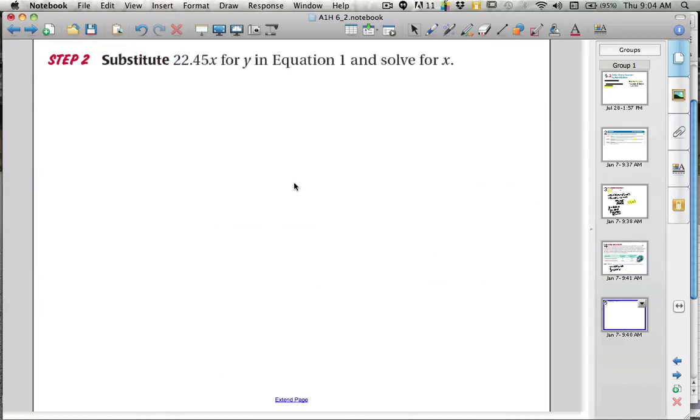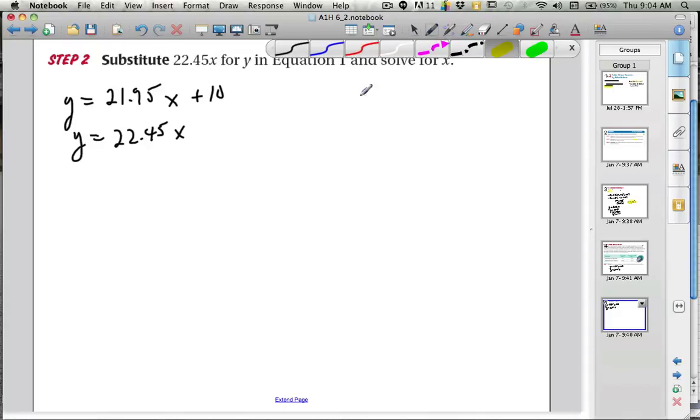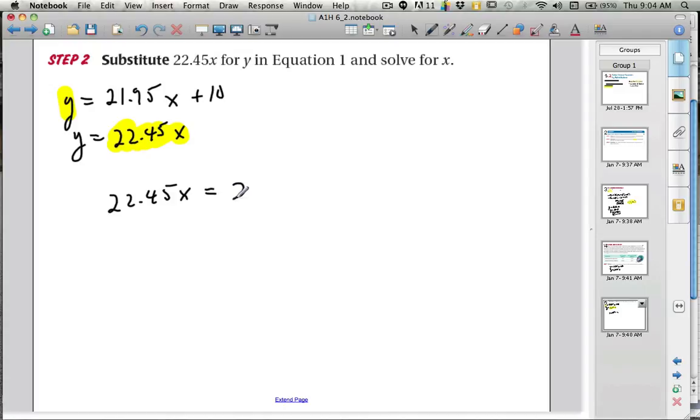If I move on and I want to solve this, I see that this equation's already been solved for y, so I'm going to take this value and plug it into the other equation in place of y. When I do that, I'll get 22.45 times the number of months is equal to 21.95 times the number of months plus the $10 fee. When I subtract 21.95, the difference over here is 50 cents, right? 50 cents a month is the difference.